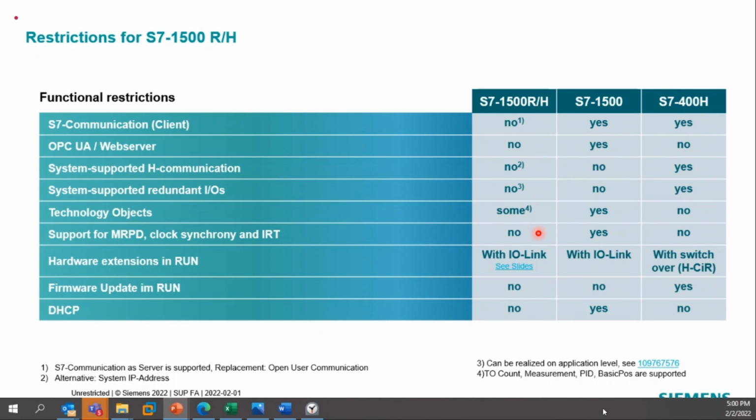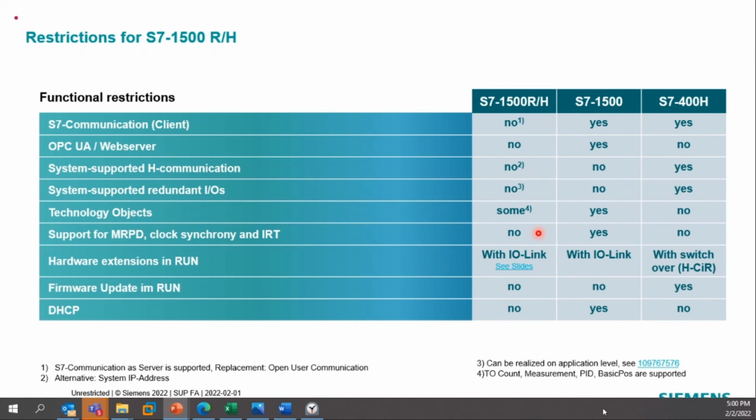System supported edge communication blocks or system supported redundant IO is not possible. Redundant IO with blocks is possible, but system supported, meaning with IO configuration directly in the IOs, is not possible. Like if you remember in 400 R/H, there were modules, but with this 1500 R/H, you can do it via blocks. Technology objects: some are possible like the PIDs and others, but not the motion controls. Support of MRPD, clock synchronization, and IRT is not possible.